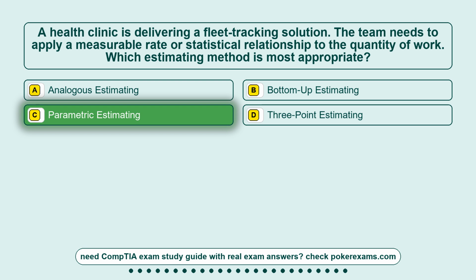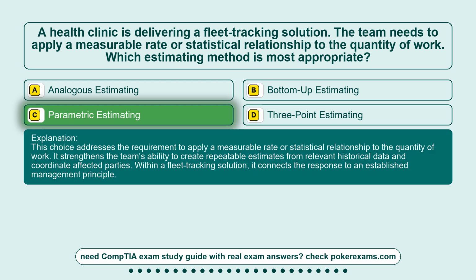Parametric estimating. This choice addresses the requirement to apply a measurable rate or statistical relationship to the quantity of work. It strengthens the team's ability to create repeatable estimates from relevant historical data and coordinate affected parties. Within a fleet-tracking solution, it connects the response to an established management principle.